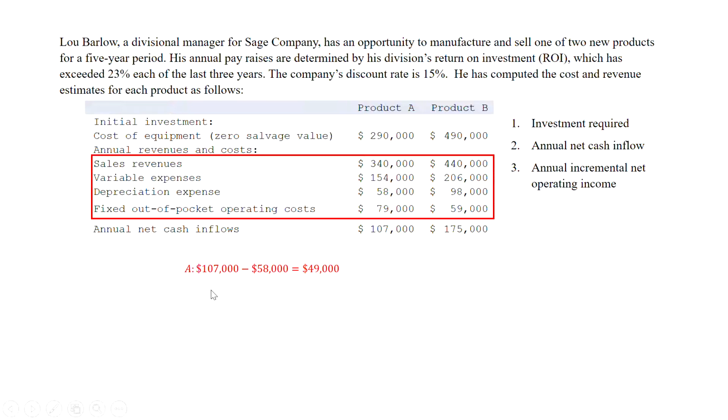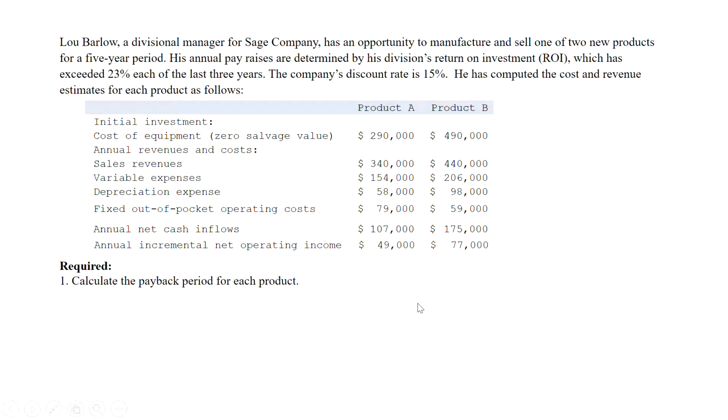So for example, for A, I could take my annual net cash inflows that I already calculated before, 107,000, subtract out depreciation expense of 58,000, and I get the annual incremental net operating income of 49,000. I can also take sales minus variable expenses minus depreciation expense minus fixed out-of-pocket expenses and get that same $49,000. Now again, pause the video, make sure for B that you can come up to $77,000. Now that's a lot of work just to get myself set up to execute my calculations a bit quicker.